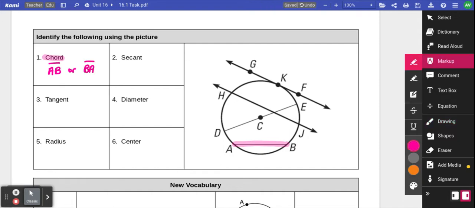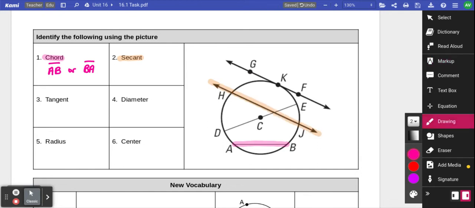The second thing that I might ask you to identify is a secant line. Now, a secant line cuts through a circle. So the secant line in this picture would be right here. It cuts right through the circle and it keeps on going. I would name this secant line HJ and then draw a little line with arrows on the top, or I could name it JH and draw a little line with arrows on the top.